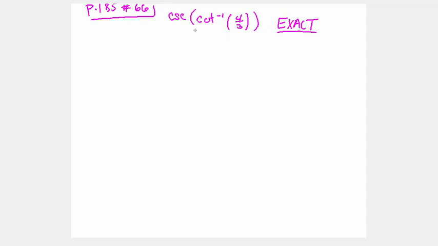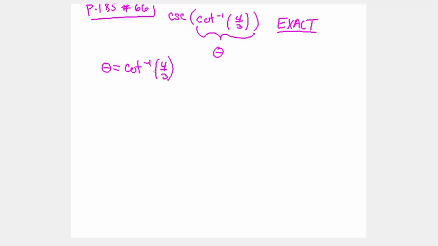A convenient way to organize these is to take the inner part of this function, which in this case is the cotangent inverse of 4/3, and give that a new name. I'm just going to call that theta for now. So in fact, let me write out that theta, I'll do this over here on the side now, so theta equals the cotangent inverse of 4/3. Okay, that's what I've just designed theta to be here.